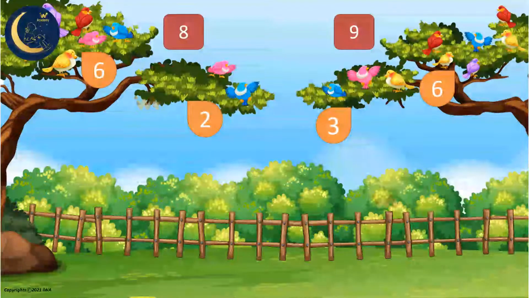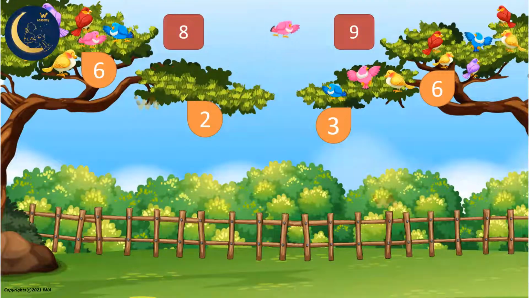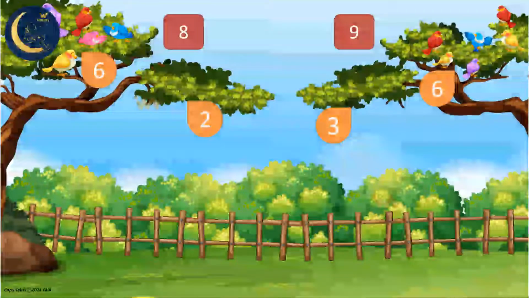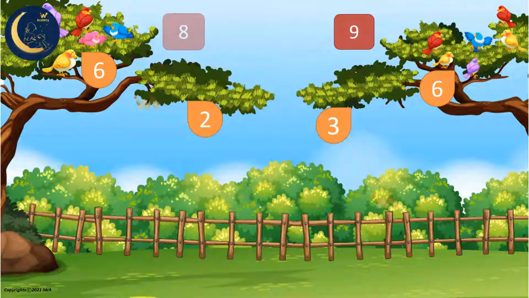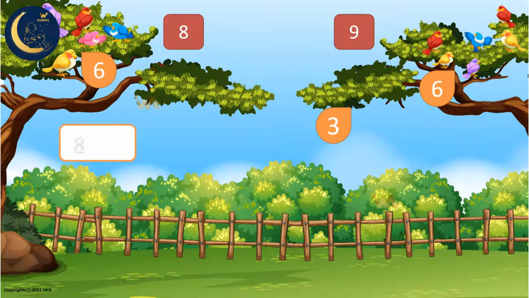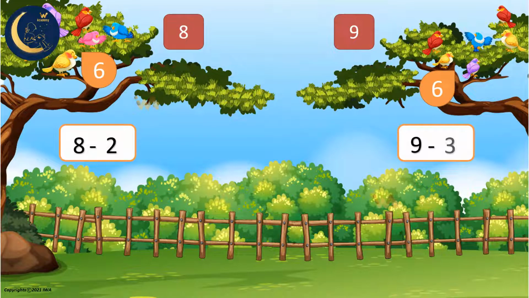Look here, friends. 2 birds flew off this tree, while 3 birds flew off of this one. How about we see how many birds are left? On this tree there were 8 birds. 2 flew away, so we are left with 6 birds. So the number of birds here is 8 minus 2. As for this tree, there were 9 birds. 3 flew away, so now we are left with 6 birds. So the number of birds is 9 minus 3.